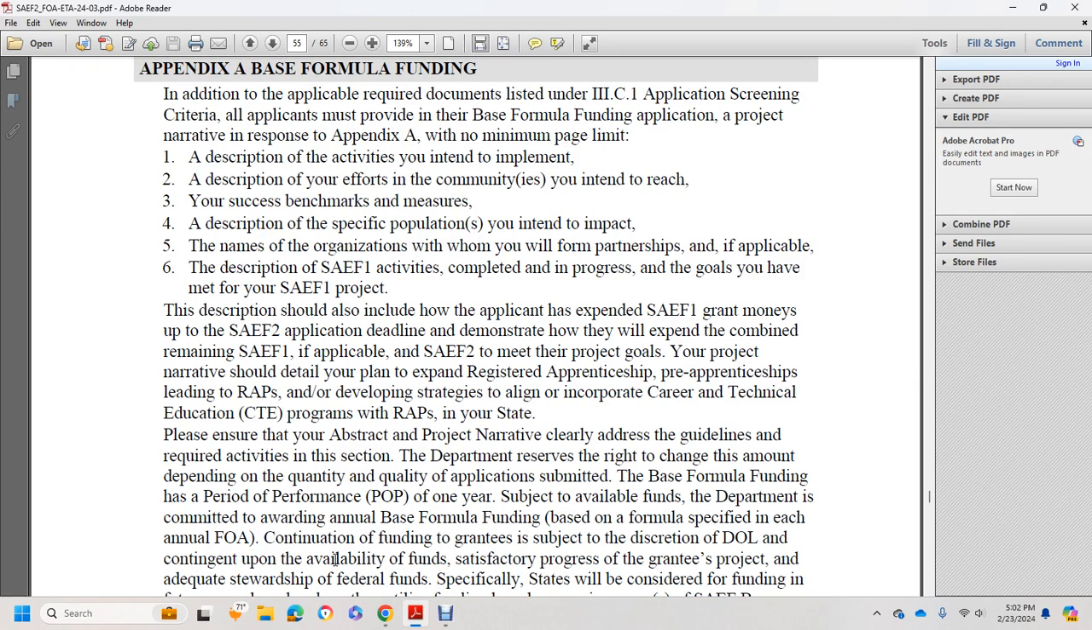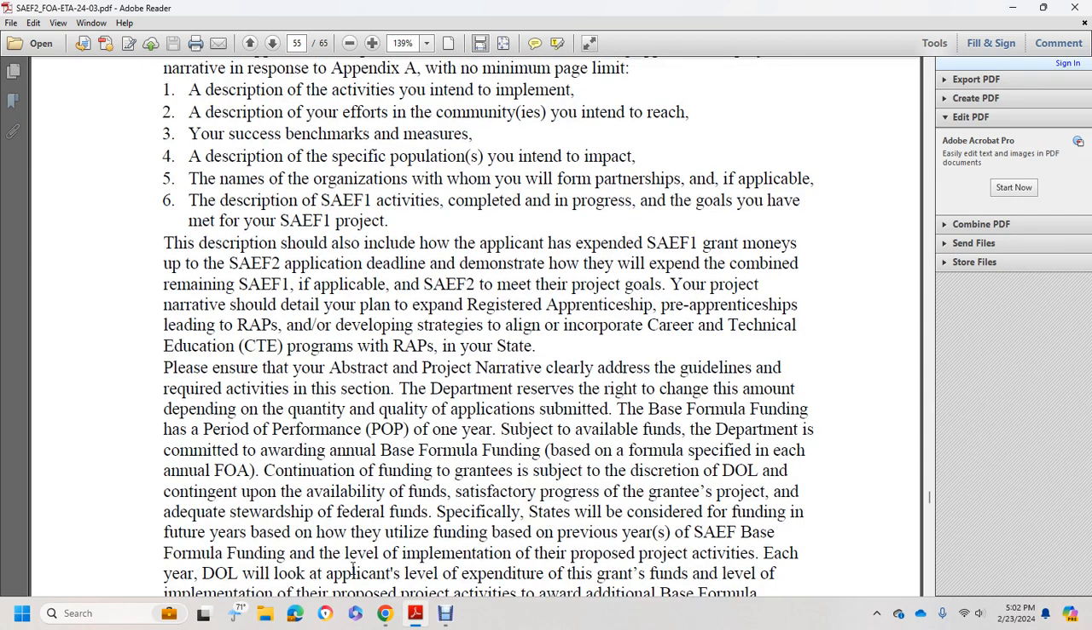application submitted, with the base formula funding having a period of performance of 1 year, subject to available funding. The department is committed to awarding annual base formula funding based on the formula specified in each annual funding opportunity announcement. Continuation funding of the grant is subject to the discretion of the department, contingent upon available funds and satisfactory progress of the grantee's project. Adequate stewardship of federal funds, specifically by states, will be considered for funding in future years based on how they utilize the funding from the previous year, the State Apprenticeship Expansion Formula funding level of implementation of the proposed project activity.